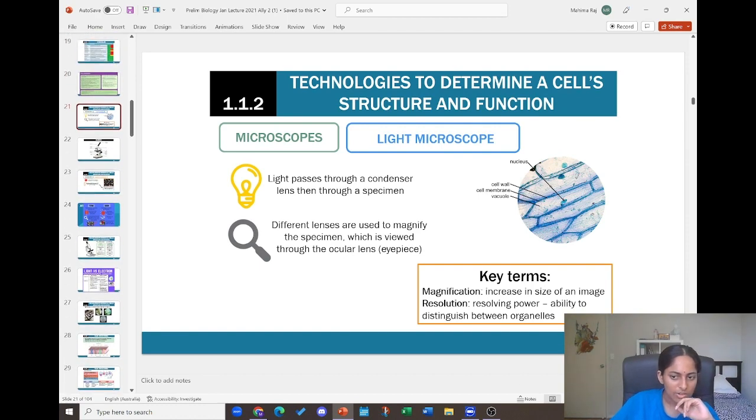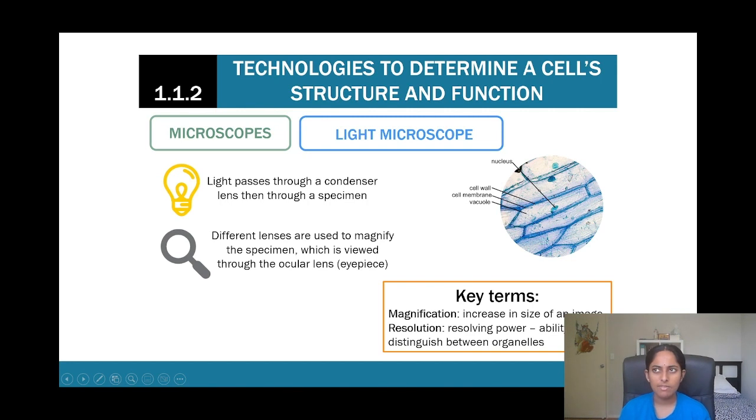All right, let's continue on. So yeah, like I mentioned, in 1.1.2, this is pretty much just telling the different technologies that you have to determine a cell's structure as well as function.